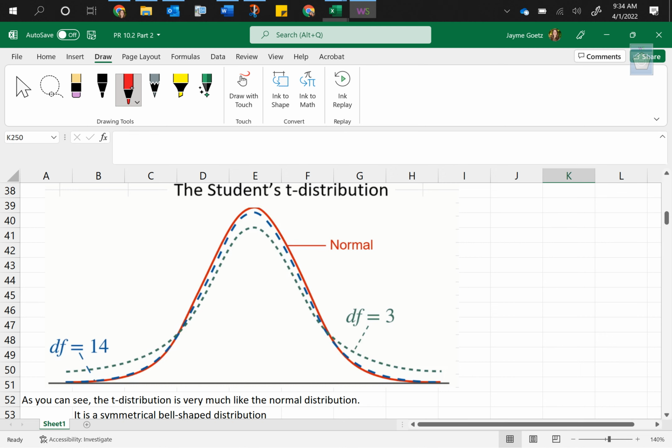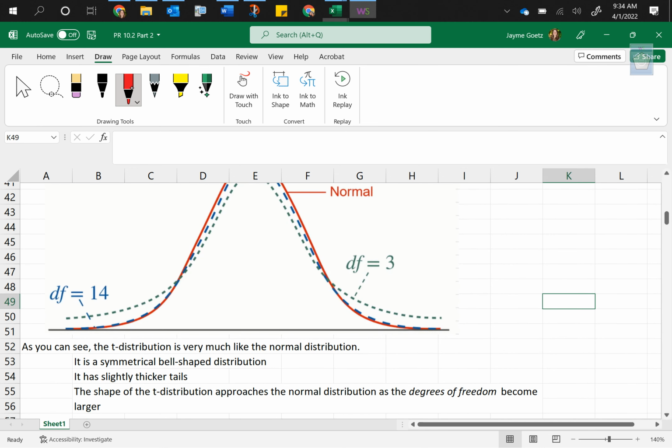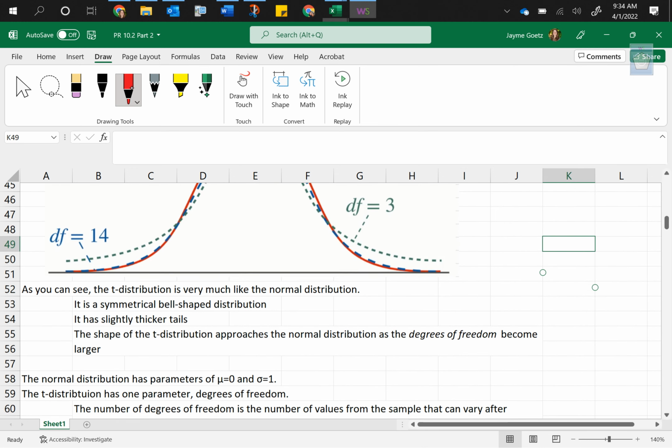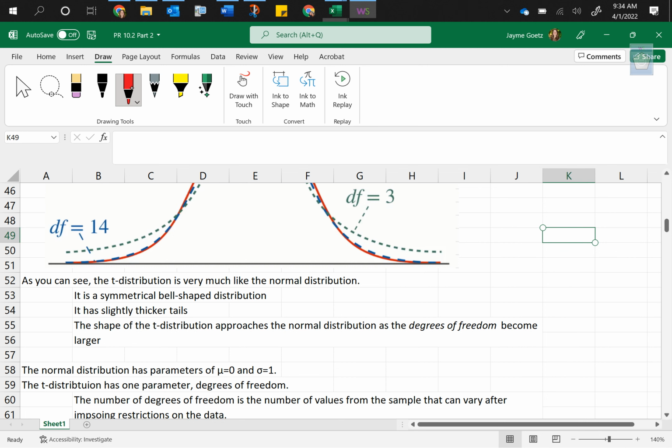So the bigger degrees of freedom you have, and we're going to find this out, degrees of freedom is linked to the sample size, okay? So in essence, the bigger the sample size, the bigger the degrees of freedom, the closer it's going to be to the normal distribution. The normal distribution has parameters of mu being 0 and a standard deviation of 1. So the mean is 0 and the standard deviation is 1. The T distribution has only one parameter.